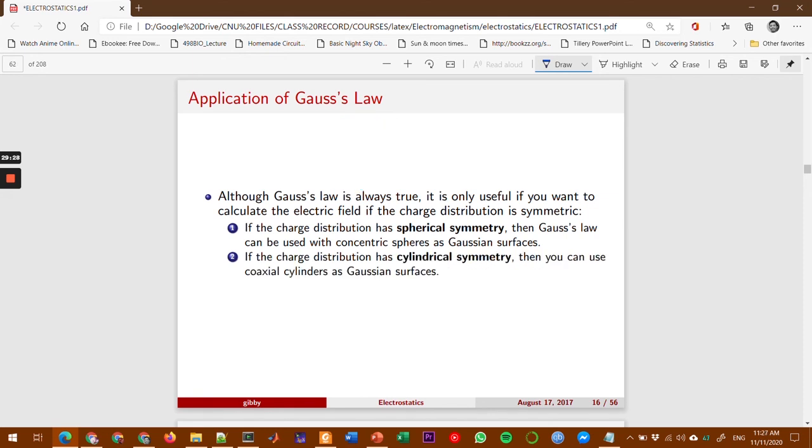If the charge distribution has a cylindrical symmetry, with lines here, the electric field is symmetric with respect to this, so I can use coaxial cylinders as Gaussian surfaces. For plane symmetry, you will use pillboxes. That's what I drew earlier, so I can draw the pillboxes.